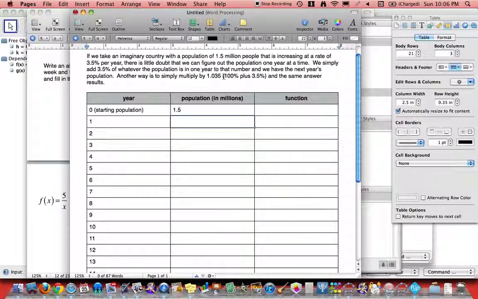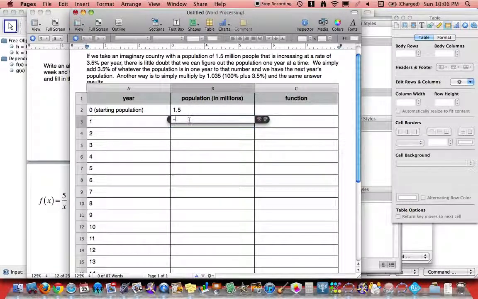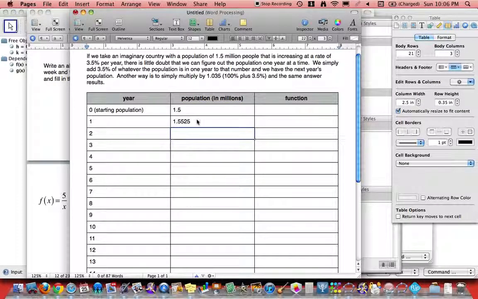Now, we can figure this out one year at a time without much trouble. If we start out at 1.5 million, we take the 1.5 and multiply it by 1.035, for 100% plus 3.5%. Okay, and we get this. Now if we want to find out year 2, we're going to do the same thing.